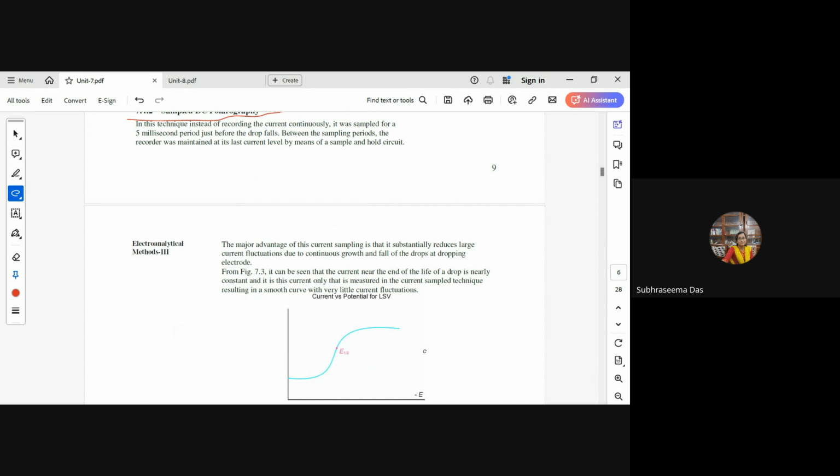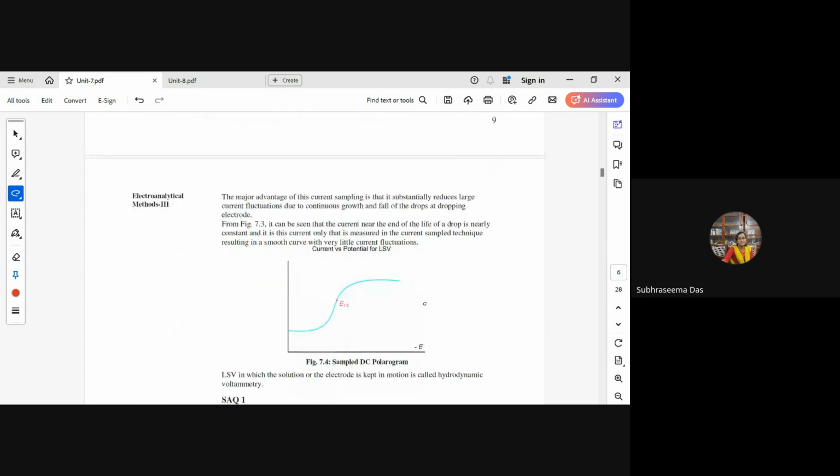If we look into Figure 7.3, it is seen that the current near the end of the life of the drop is nearly constant. It remains constant at the end of the voltammogram, and that is what is measured in the current sampling technique, and we find a very smooth curve for this.